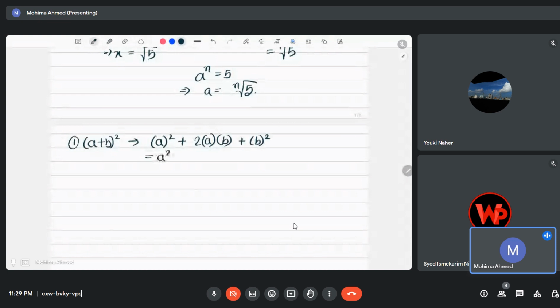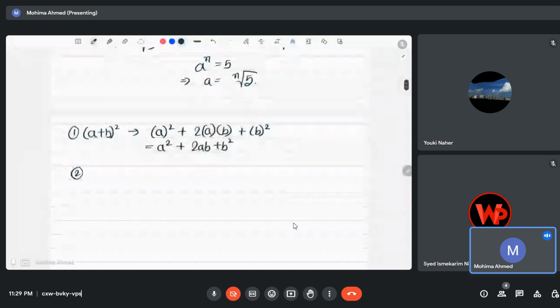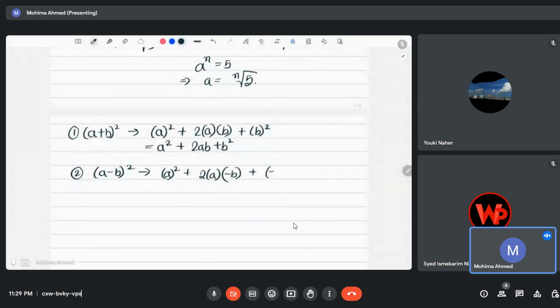Lastly, for a minus b whole square, you do the same working, but this time the value of b is not positive. This time the value of b would be minus b. So you have minus b over here and again minus b square. If you do the calculation and simplify this term, it looks like a square minus 2ab plus b square.